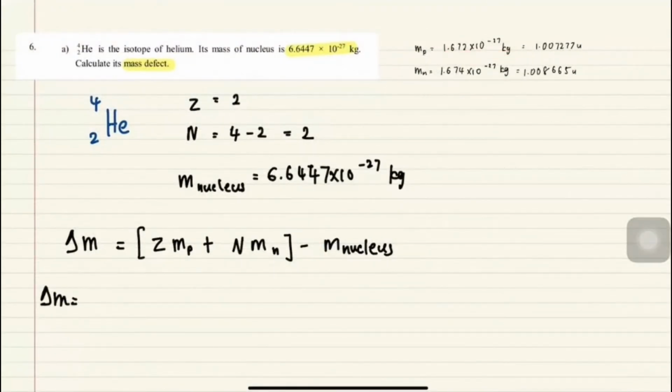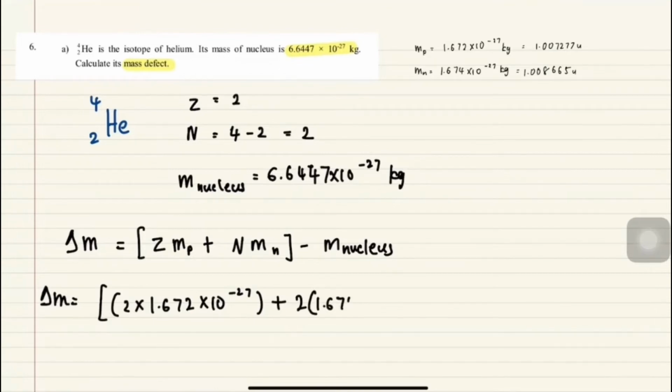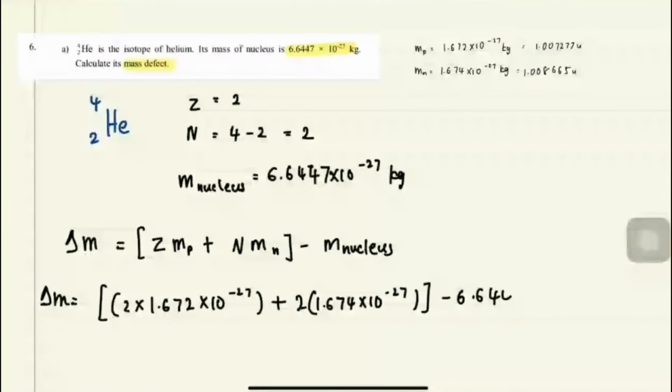Good, very good. So it will be 2 multiplied by mass of proton. Make sure you write down all the numbers. Plus 2 multiplied with 1.674. Mass of nucleus is 6.6447 times 10 negative 27.